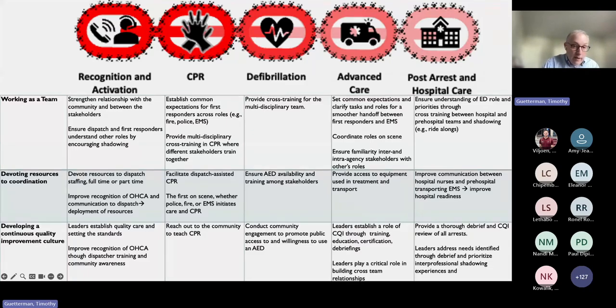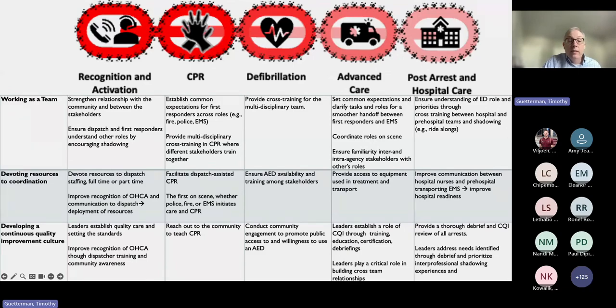So, recognizing that there's a cardiac arrest, doing CPR, defibrillating, advanced care, and then hospital care. And again, it was based on that mixed methods analysis, figuring out what was different about high performing systems versus lower performing systems. We then included this series of themes which really informed the toolkit.